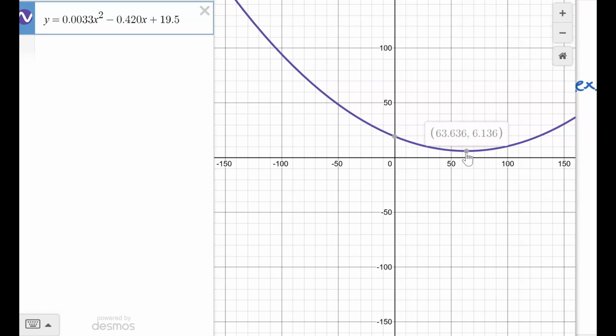So it identifies this vertex at 63.636, and then it gives us a Y value. Now keep in mind, it's asking when. So it's asking for the date or the time. So if it's saying when, we're interested in the X here, because the X is the time, is the number of years. So you only have to write down the X value. So the X value of the vertex is 63.636. So I'm going to write that down.